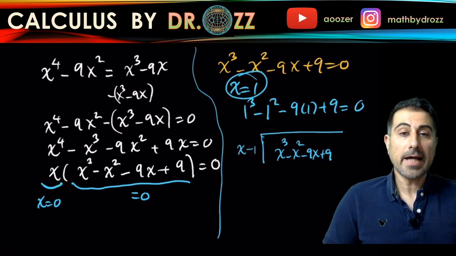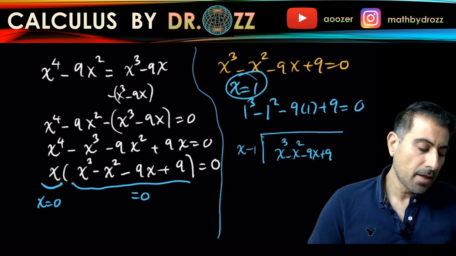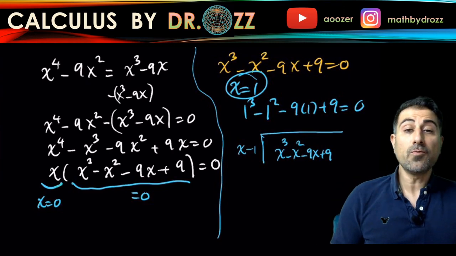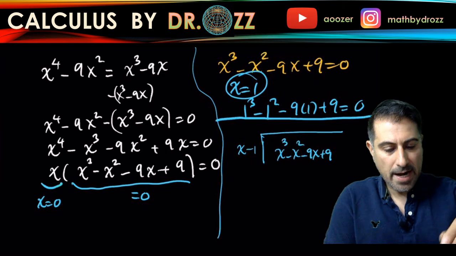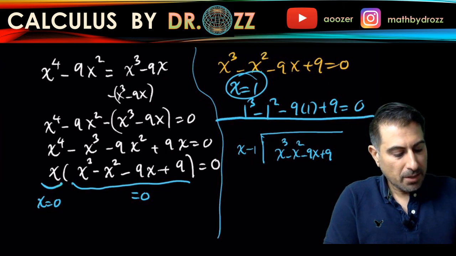Because x equals 1 solves this problem, that means that x minus 1 is a factor for the cubic. All right, so let's do that. So I'm going to put an x squared here.